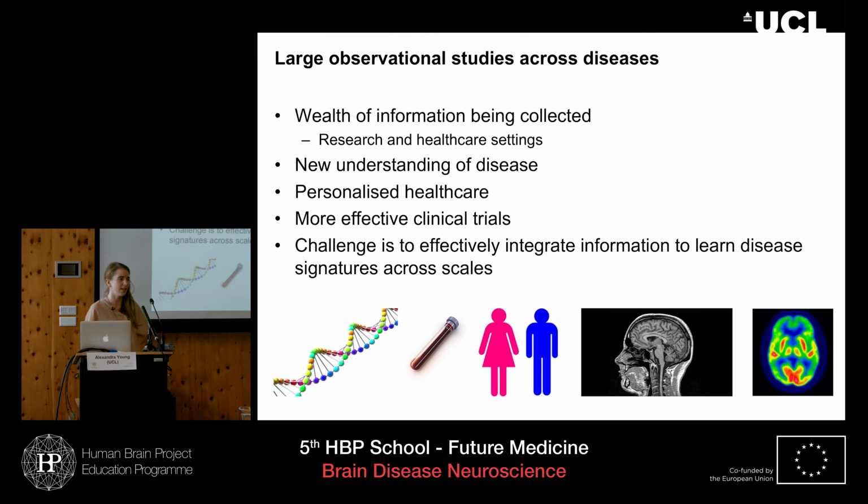The challenge with these data sets is to effectively integrate all the different types of information to learn disease signatures across a variety of scales. Here I've got some examples. So, wrong one. You might have genetic information, also information from blood samples, demographic information such as gender, and different types of imaging measures.